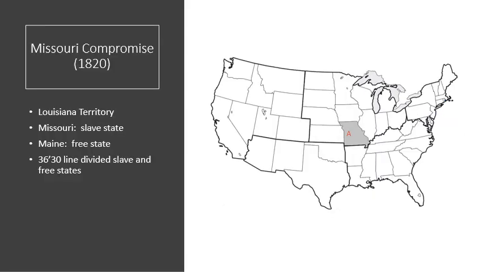They had to figure out ways of compromise when they were admitting new states to the United States. And so with the purchase of the Louisiana Territory, they had the Missouri Compromise of 1820. What this did was, you see the A there, the state of Missouri was admitted as a slave state, and then the state of Maine was added to the Union as a free state. So this equaled out: you add a new slave state, you add a new free state. This also set the latitude line of 36°30′ that divided slave states and free states.